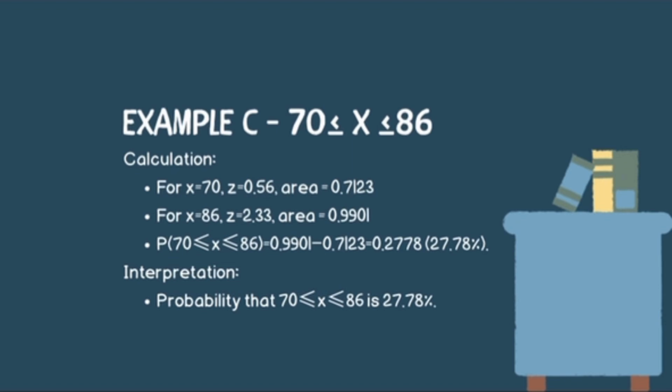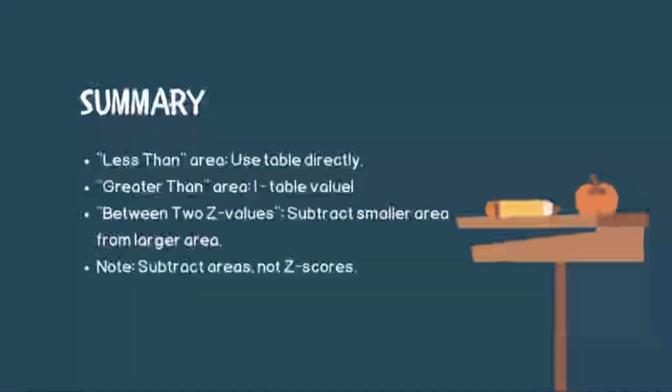So the probability that x is between 70 and 86 is the probability that z is between 0.56 and 2.33. That is 0.9901 minus 0.7123, which gives 0.2778 or 27.78%.